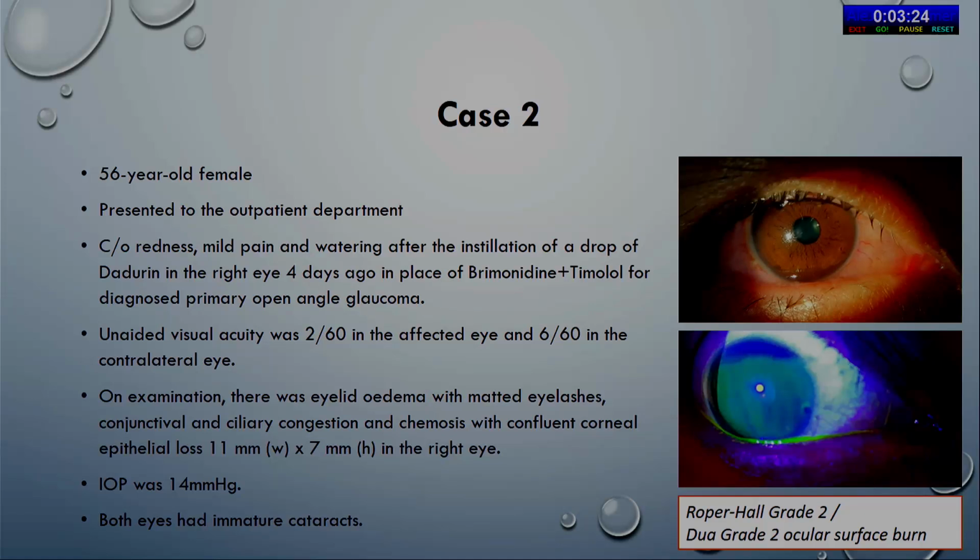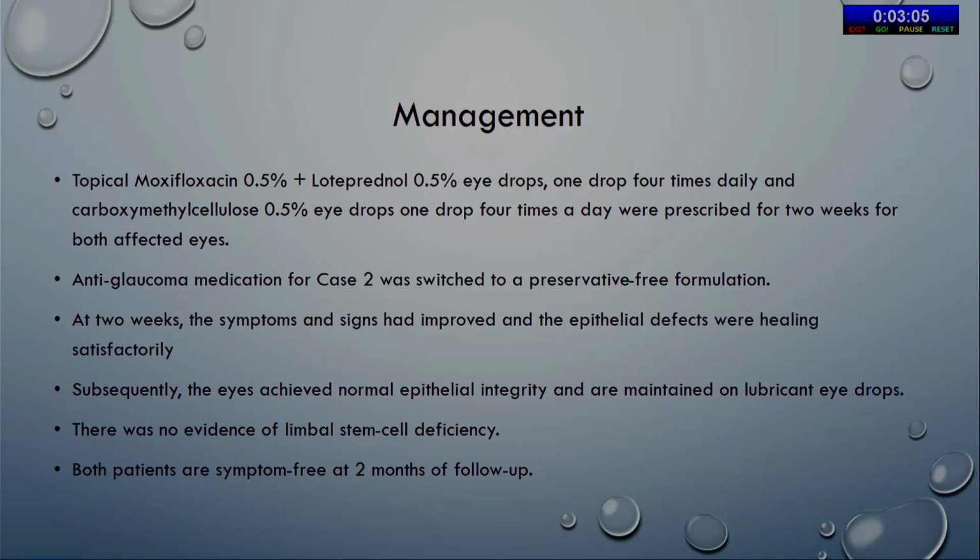The unaided visual acuity was 2/60, and a large corneal epithelial loss of about 11 millimeter into 7 millimeter was seen in the right eye with conjunctival and ciliary congestion, chemosis, matted eyelashes, and again the IOP was normal, and the visual acuity was down also because of immature cataract. Topical moxifloxacin and loteprednol was given 1 to 4 times daily, and carboxymethyl cellulose lubricants 1 to 4 times daily were prescribed for 2 weeks for both affected eyes.